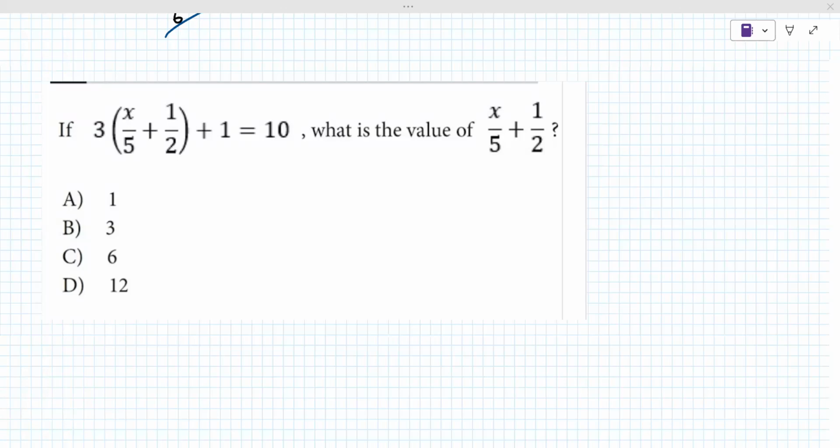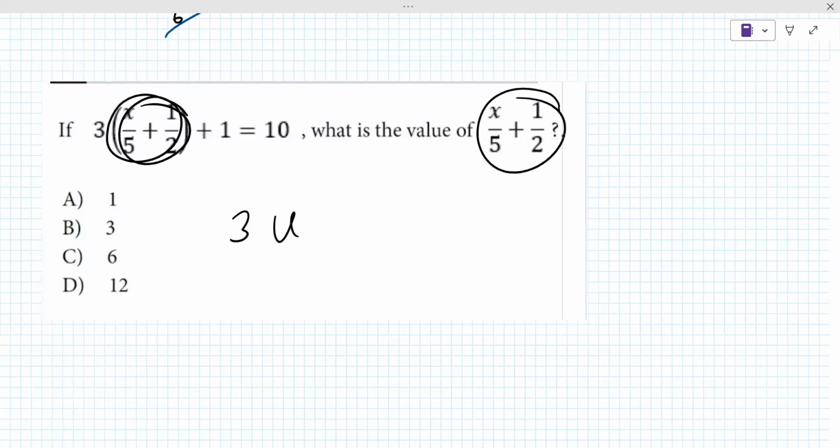All right, I'm hearing some things that make me think you're not doing this the best way. The answer is B, 3. It is 3, yeah. Notice you're treating what's here as the variable. It's really like 3u plus 1 equals 10. Subtract 1, divide by 3, and you've got it.